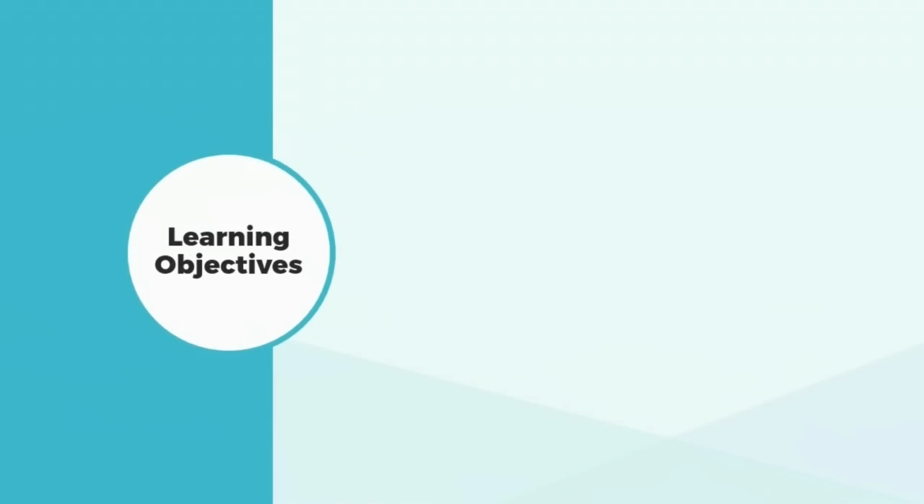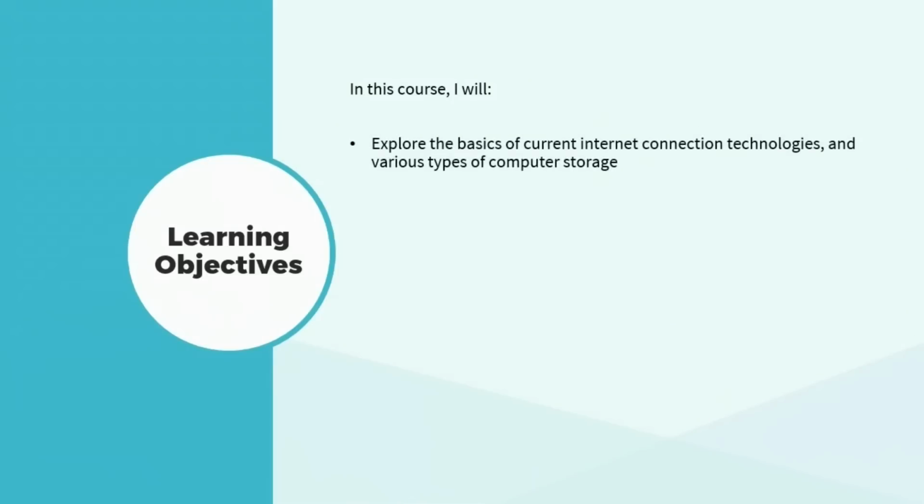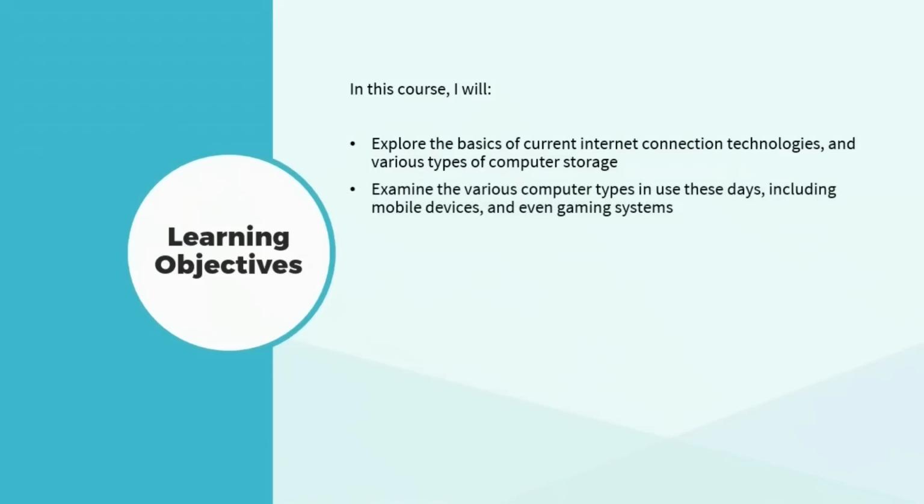When personal computers first hit the scene in the late 1970s, they were certainly very useful, but it was the advent of the internet and other technologies that really began to change the world of computing. In this course, I'll explore the basics of current internet connection technologies and various types of computer storage. Then I'll examine the various computer types in use these days, including mobile devices and even gaming systems. Finally, I'll cover a relatively new branch of computing known as the Internet of Things, or IoT.